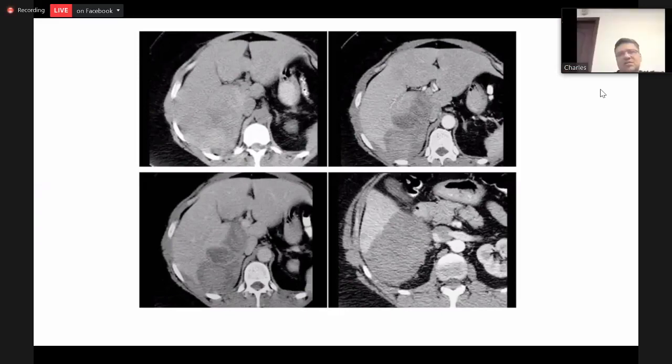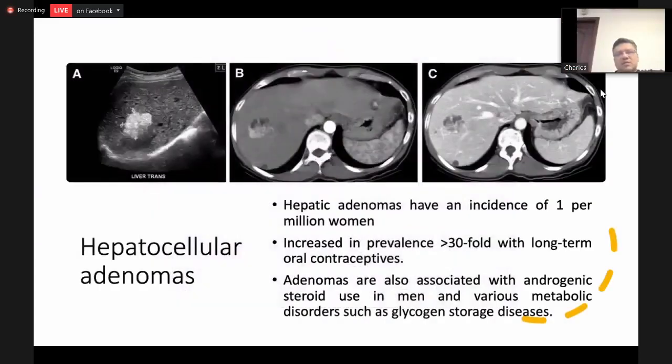Thank you, sir. So when you talk about hepatic adenomas, it's a rare entity, occurring in 1 per million women, and there's a 30-fold increase in patients on OCPs. Also, with the recent increase in metabolic syndrome, obesity, and diabetes, there's an increase in hepatocellular adenomas.